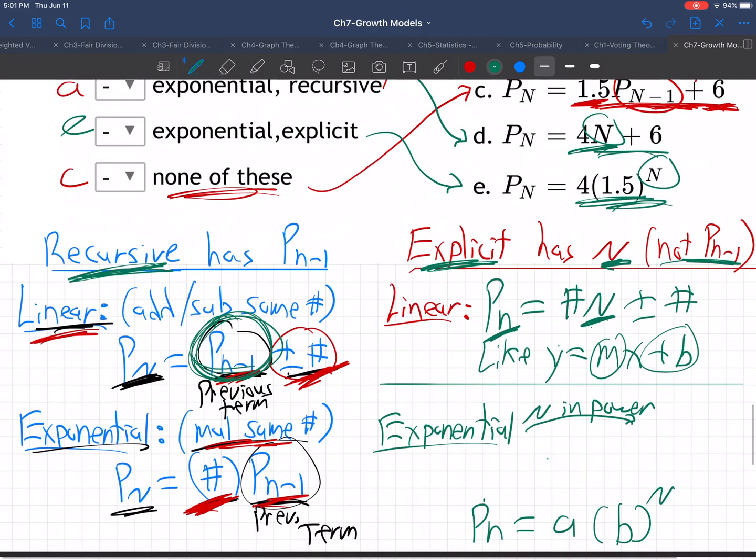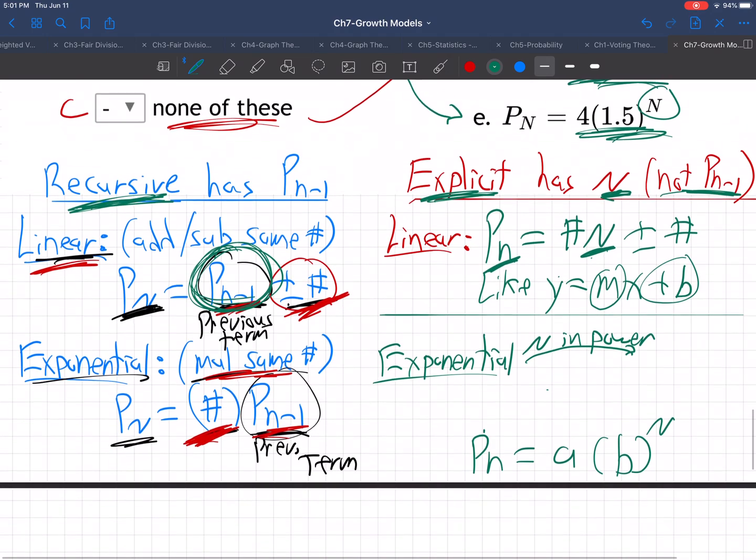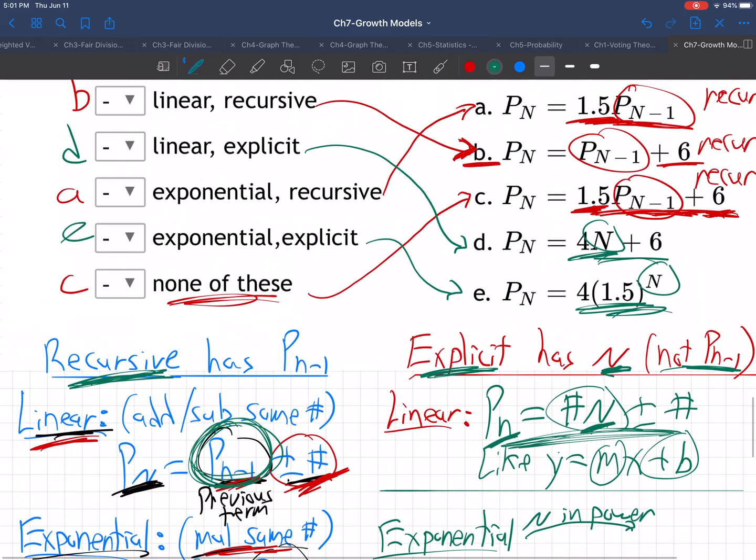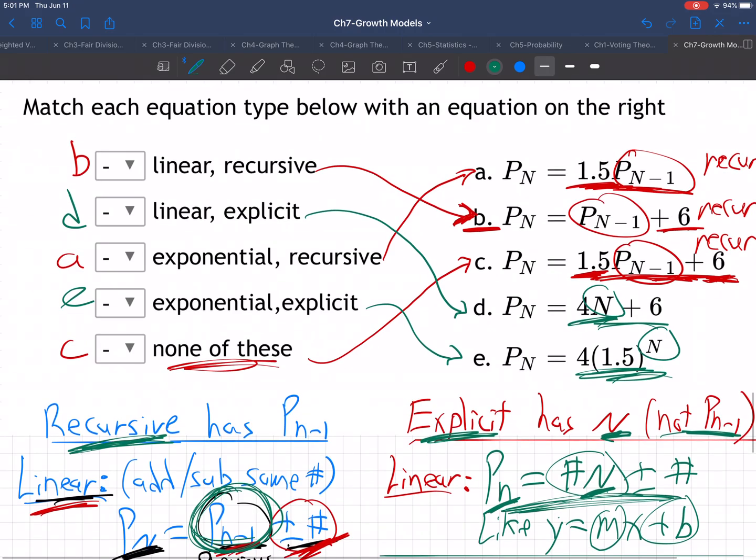These formulas here are explicit. This formula here and this formula here are explicit. They don't have the previous term. They just explicitly tell you about n. That's all they do. Just like that. So there we go. That's how to tell the difference.